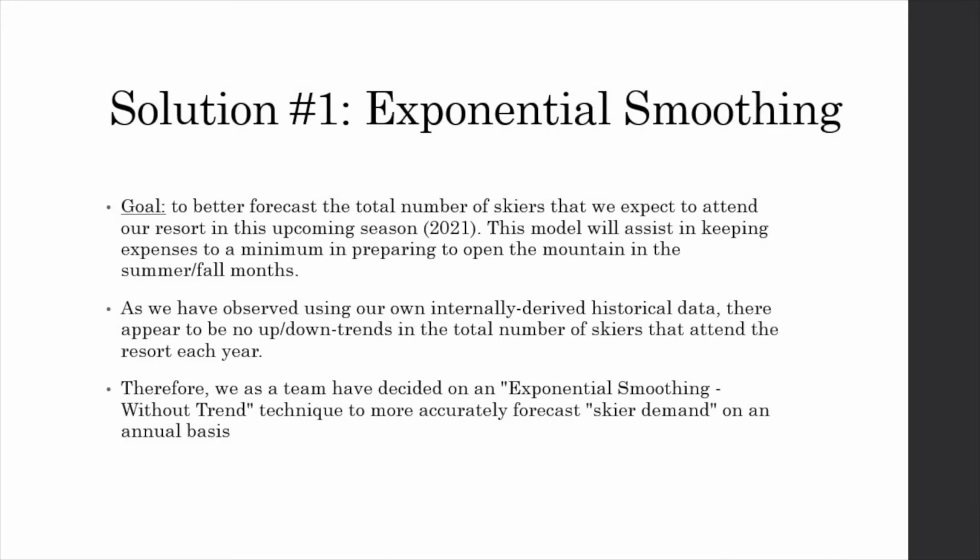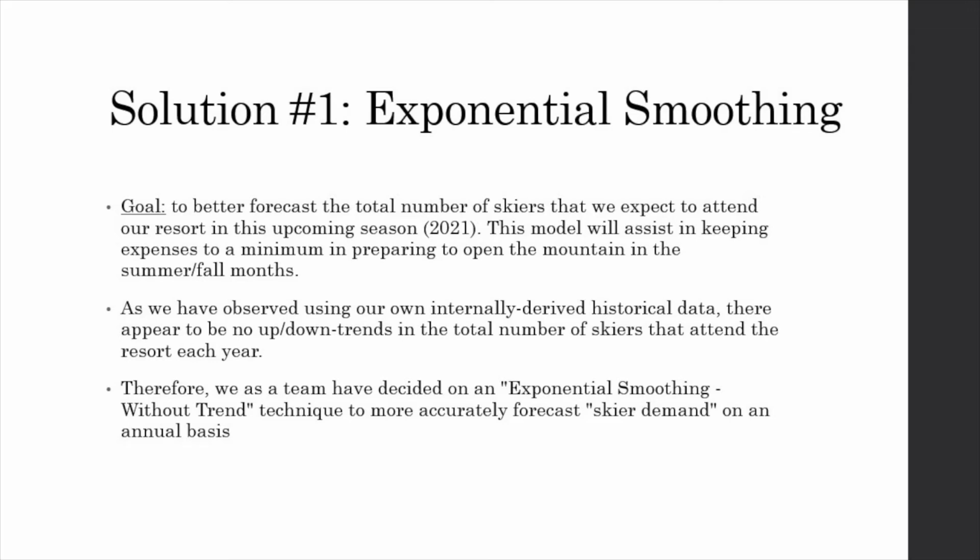So considering these problems, we were able to use three operations management analysis methods to troubleshoot these issues. The first method that we used was exponential smoothing. Our goal in exponential smoothing was to better forecast the total number of skiers that we expect to attend our resort in the upcoming 2021 season. This exponential smoothing model will help us to keep our expenses to a minimum while we prepare to open the mountain in the summer and fall months.